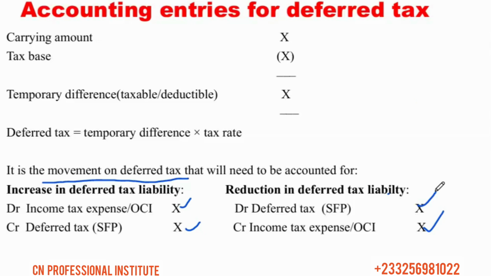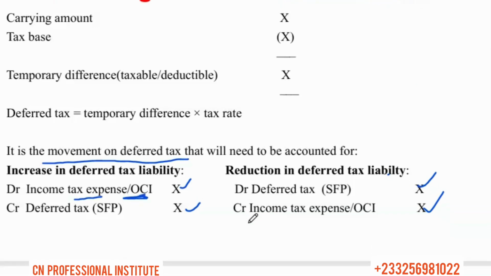the deferred tax liability in the statement of financial position. So what they are saying is that if there's an increase in deferred tax liability, we should debit income tax expense or OCI. There's OCI here because of revaluation, right? So we'll look at the impact of revaluation on deferred tax asset and liability and how to treat it. So that's the reason why they brought the OCI here. So that's it. With assets it is the opposite.